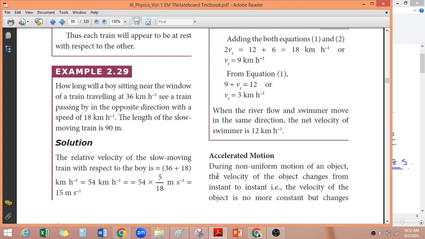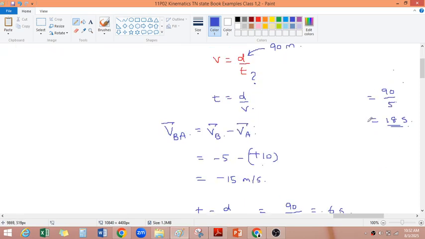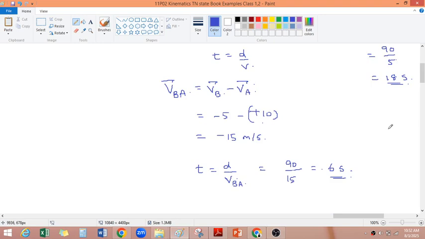So let's see how they have done it here. So t is equal to 90 by 15. For your understanding, I have shown the stationary situation, and you can see this is a boy sitting stationary. This is we are going in a train. Boy traveling in another train.